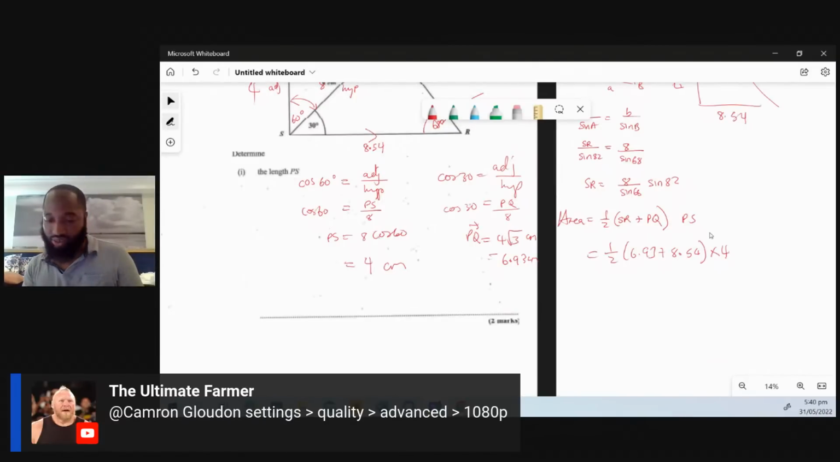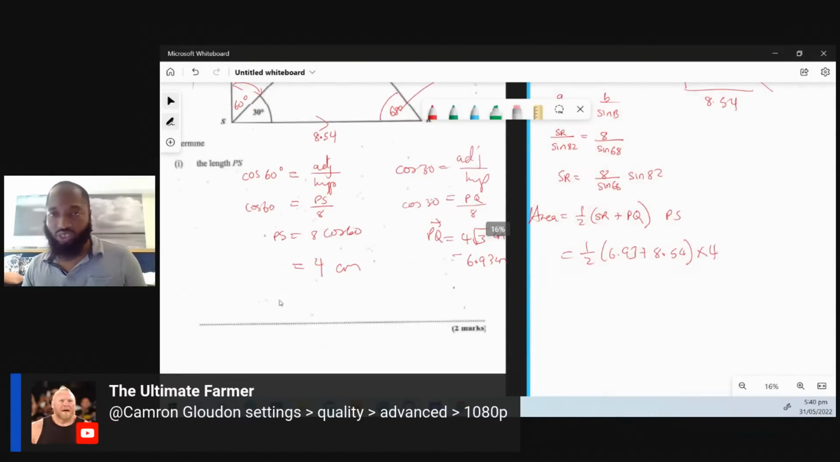And the answer is going to be 0.5 by 6.93 plus 8.54 times 4. Okay, let's put 2. You'll get 30.88, 30.9, so somewhere around 30, 31 approximately. Let me see one more partner. Sure, I guess. So 30.9, 30.94.